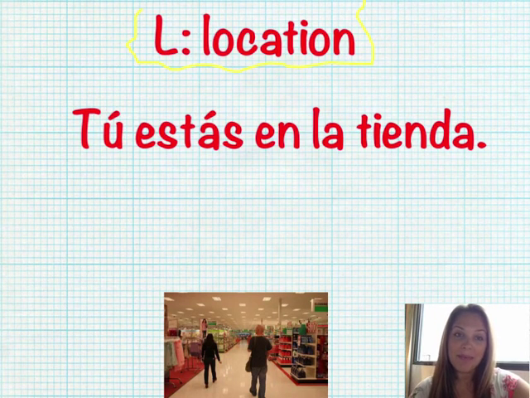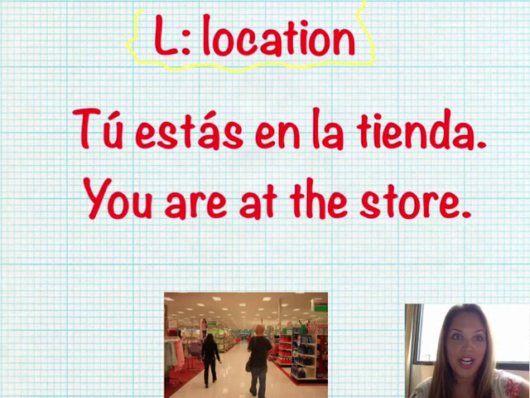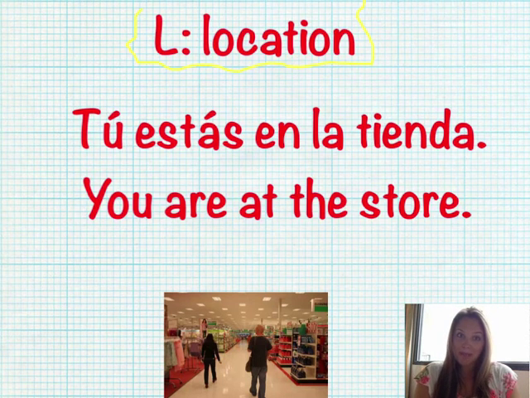L in place stands for location. Tú estás en la tienda. You are at the store. It's temporary. I'm only temporary at the store. I'm not going to be there forever. There's not glue at the bottom of my feet. So, location is temporary. You would use estar. Tú estás en la tienda.